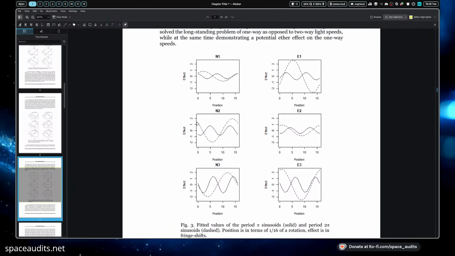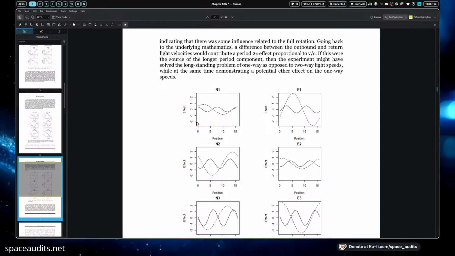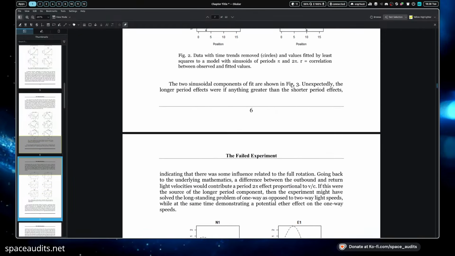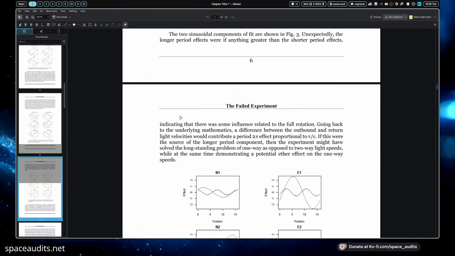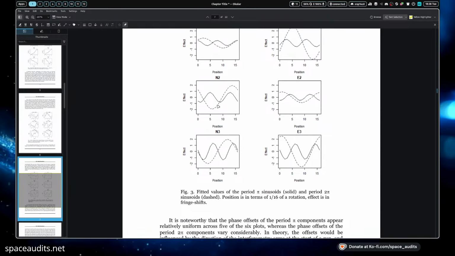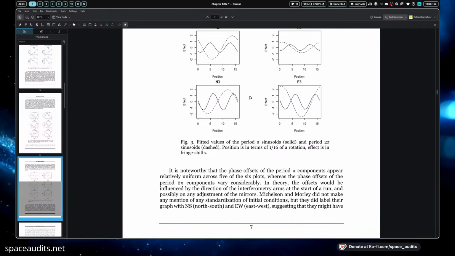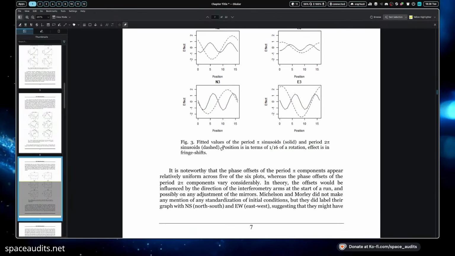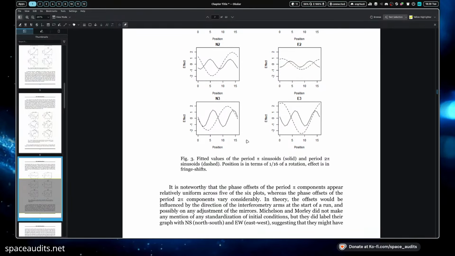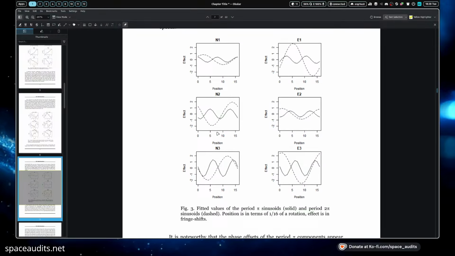So we got figure 3 here, comparing the curve fit to the period of fluctuation or whatever in here. So let's see here. What was I just at? Demonstrating their potential speeds. Okay, the fitted values of the period pi sinusoids and the period 2 pi sinusoids are dashed. The positions in terms of 1/16 of the rotation, the effect is in the fringes here. So comparing the rotational effect on the fringe.